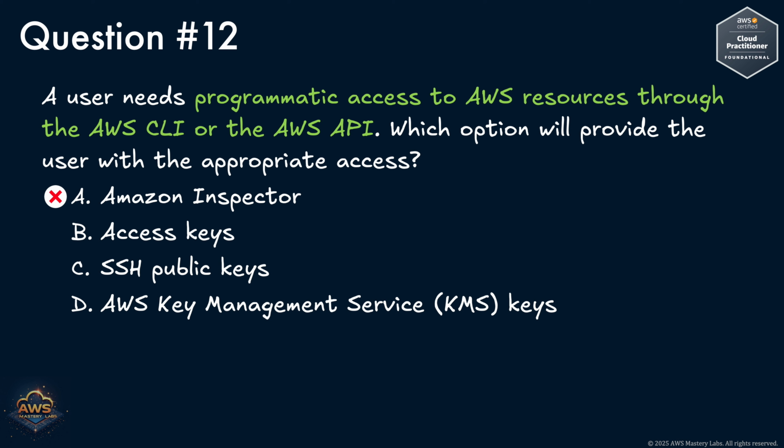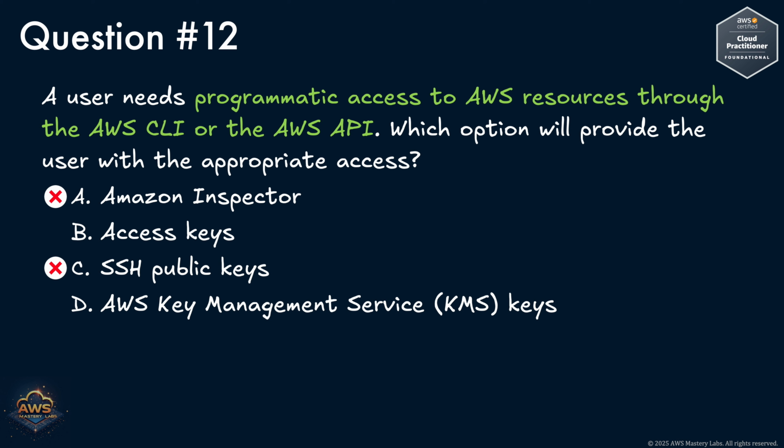Option A, Amazon Inspector. Amazon Inspector is a security assessment tool used to automatically scan AWS workloads for vulnerabilities, deviations from best practices, and potential exposures. It is not used for user access or authentication. It evaluates your environments, but doesn't help a user gain programmatic access to AWS resources. Incorrect, because it performs security assessments, irrelevant for user API access. Option C, SSH public keys.